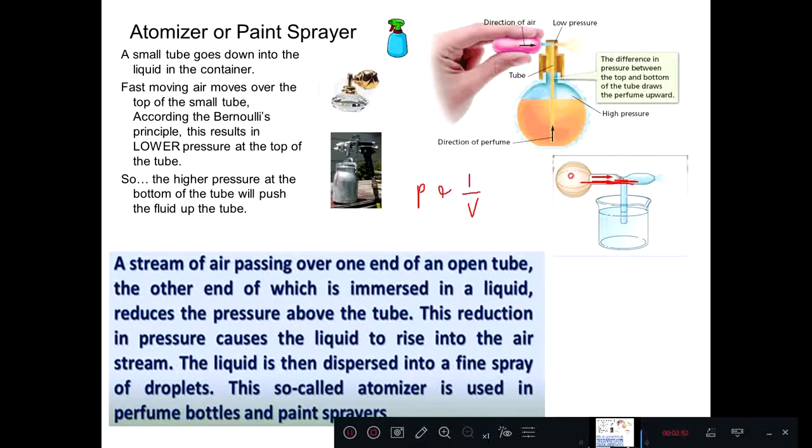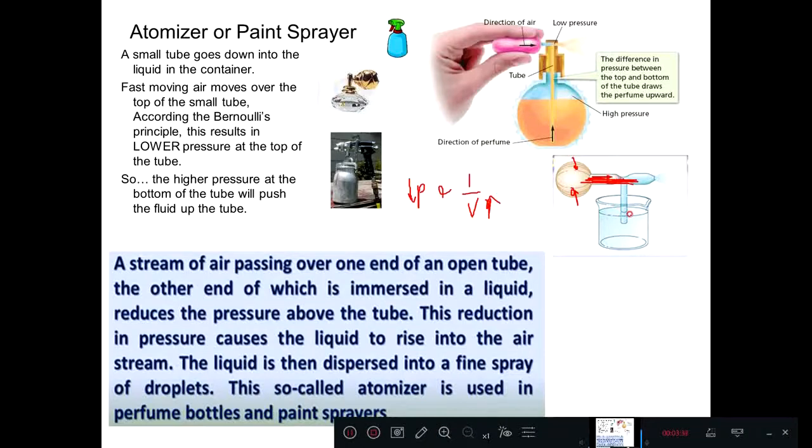As you keep on squeezing this rubber bulb, you are blowing the air in this particular tube. Because of the air you are blowing in this tube, the air particles will have high velocity here. And as I said, the pressure is inversely proportional to the velocity. As the velocity increases, the pressure decreases. So in this vicinity the pressure will be decreasing.